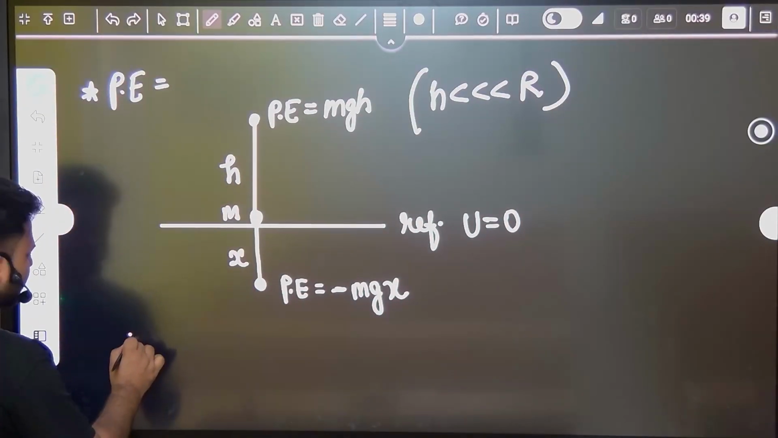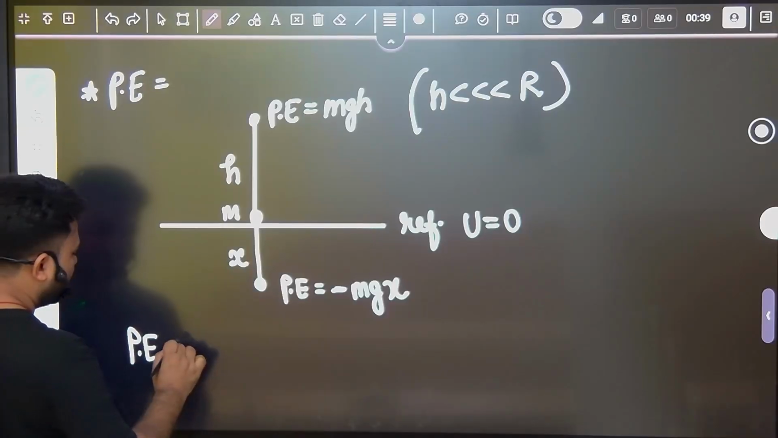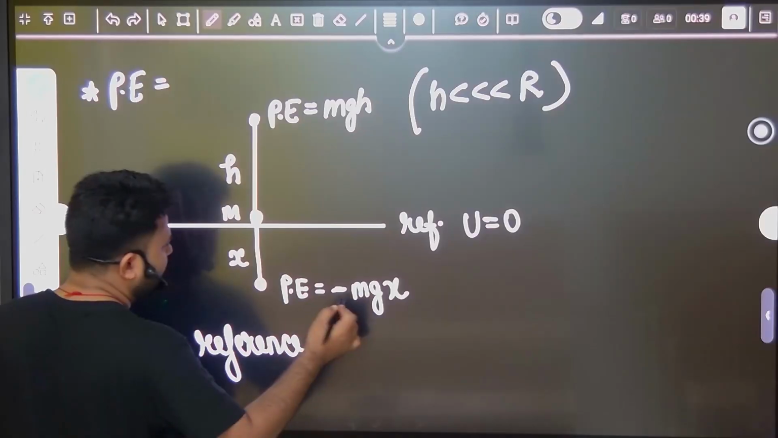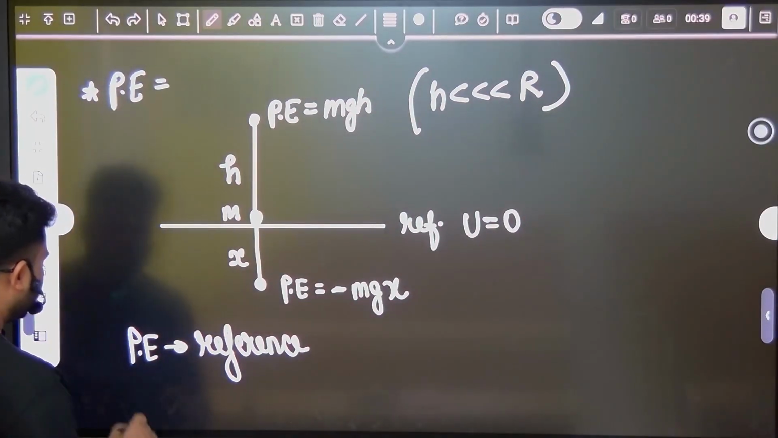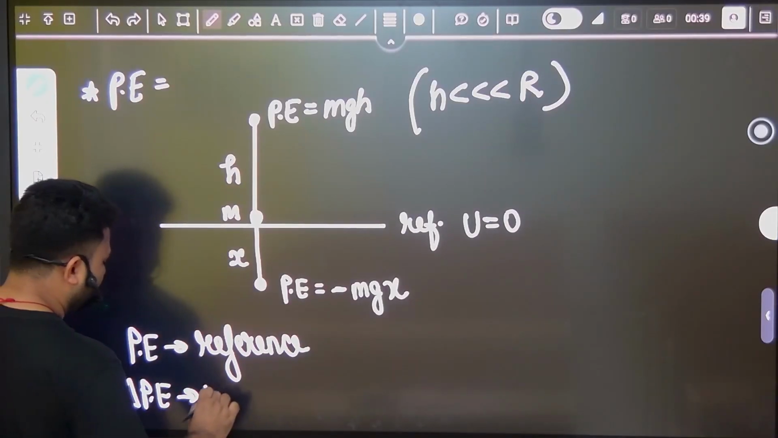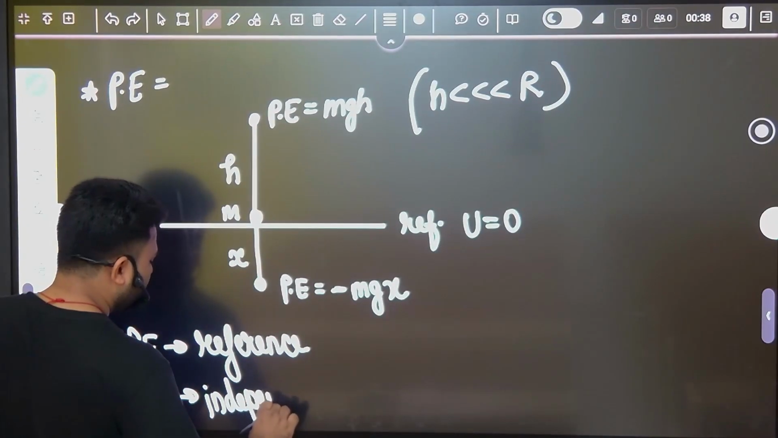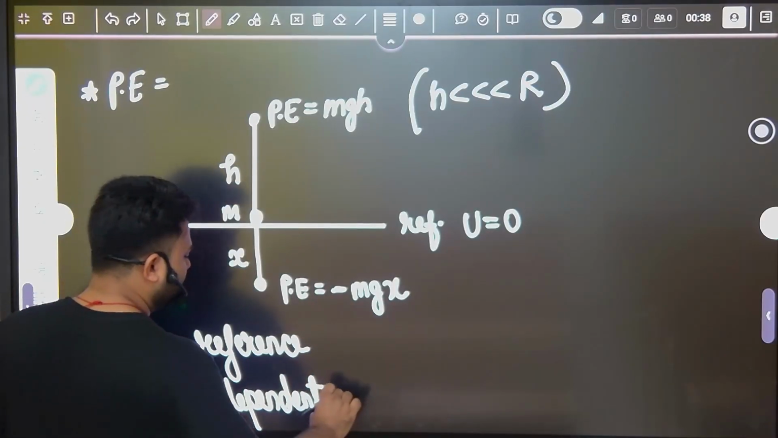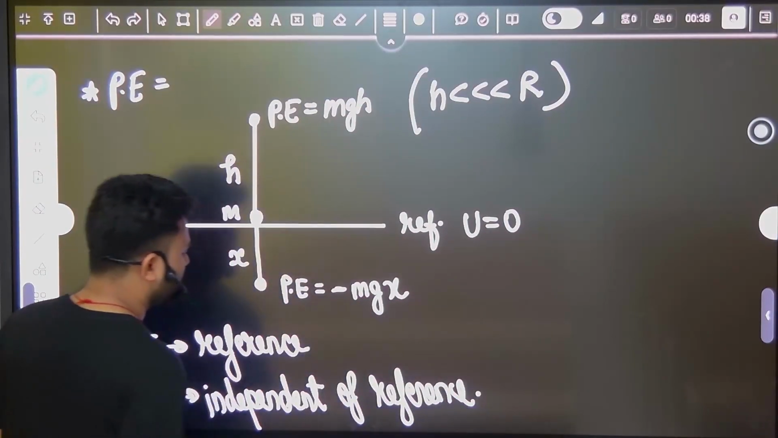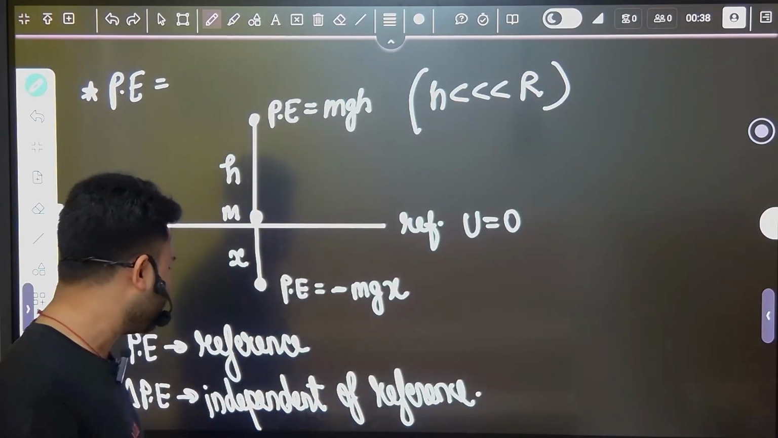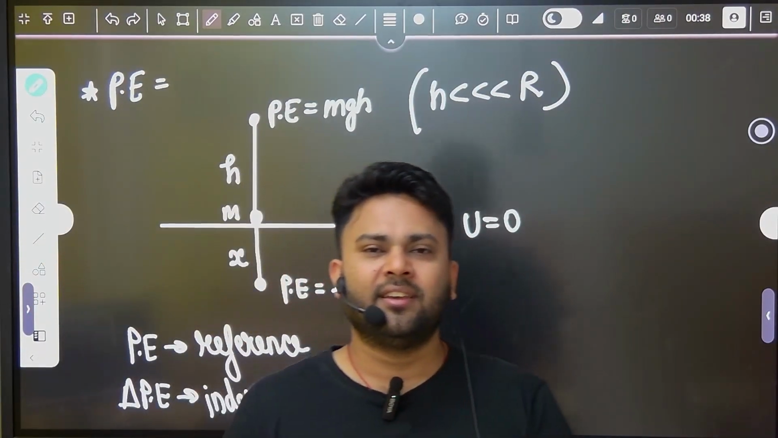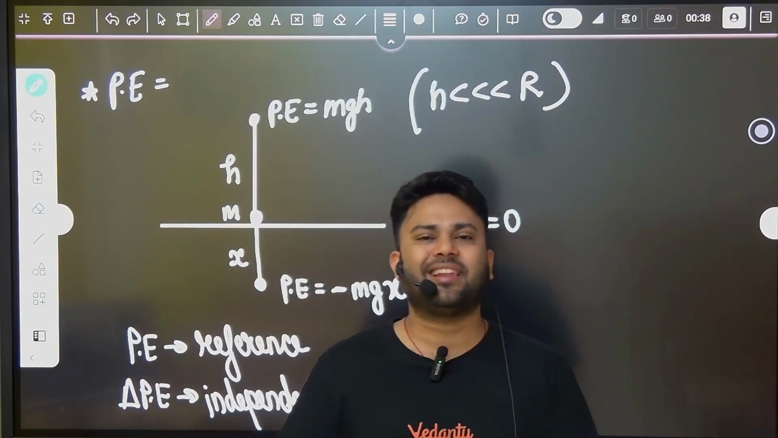Always remember that potential energy depends upon the reference, where you have taken the reference. But change in potential energy is independent of whatever reference you will take. It will be the same, independent of reference. So sometimes in statement-based questions they ask this statement that potential energy depends upon reference, but change in potential energy is independent of the reference line. Correct?